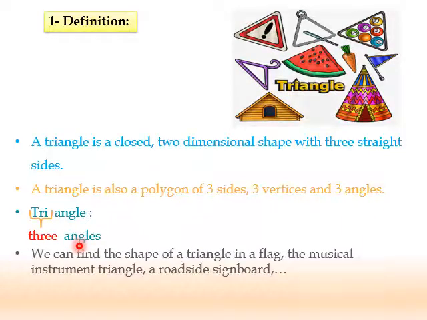Okay? We can find the shape of a triangle in a flag, a musical instrument, a roadside sign, and in many other places. Okay, here please look at me. Here is an example of a triangle. It has three sides, 1, 2, and 3.